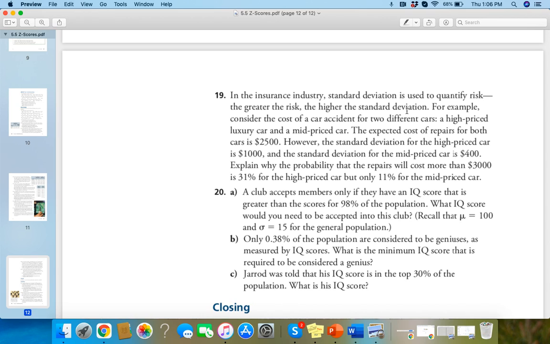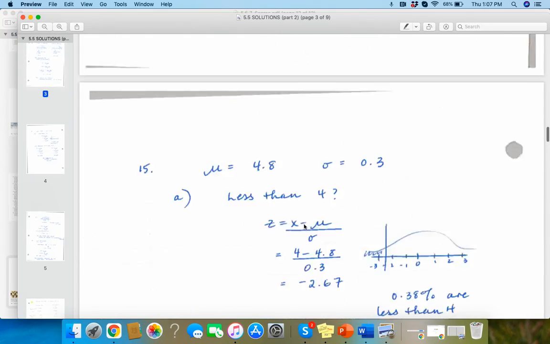What they did was consider the cost of a car accident for two different cars. One is a luxury car and one is a mid-price car. Now, the expected cost of repairs for both cars is $2,500. However, the standard deviation for the high-priced car is 1,000 and for the mid-priced car is 400. Then they ask us to look at the probability that the repairs might actually cost more than 3,000. They give us some numbers, but let's go ahead and use these numbers and see if we can come up with some answers. So we're looking at number 19.